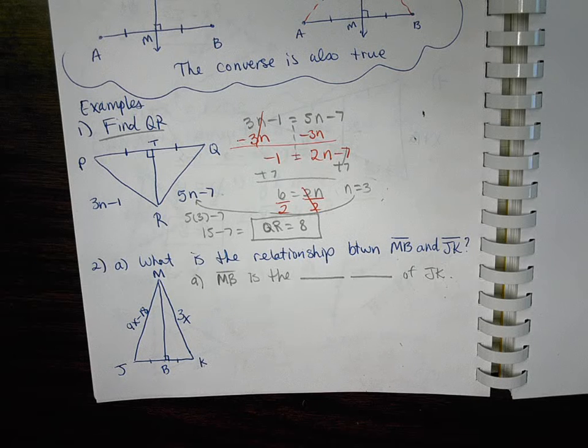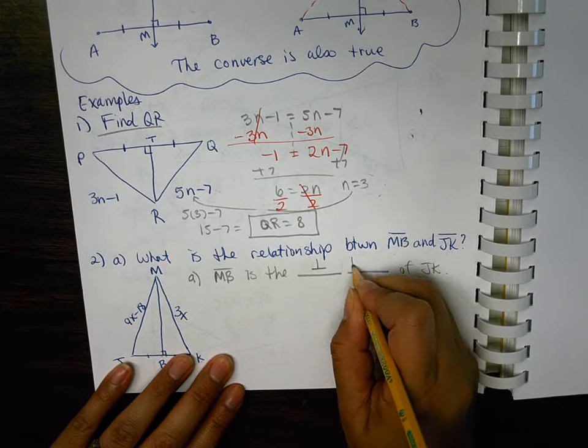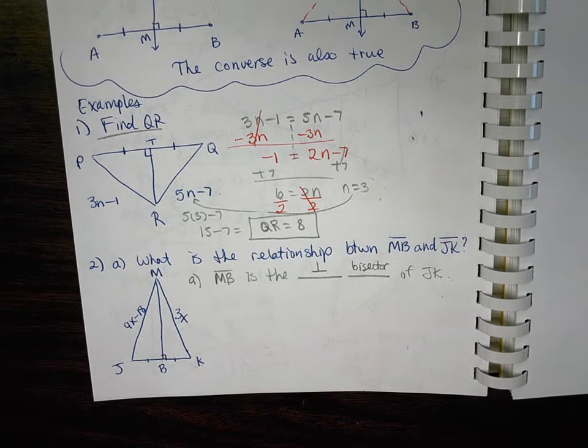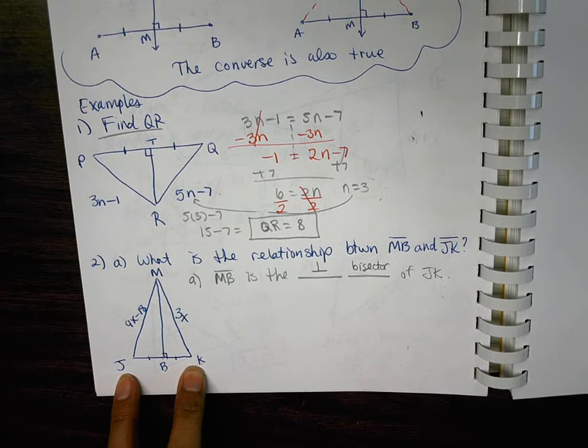Yes. Close. Yes. Perpendicular. Is that what you meant to say? Yeah. Okay. Perpendicular bisector. All right. MB is the perpendicular bisector of JK.